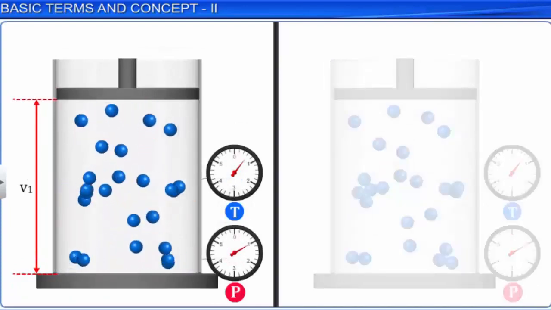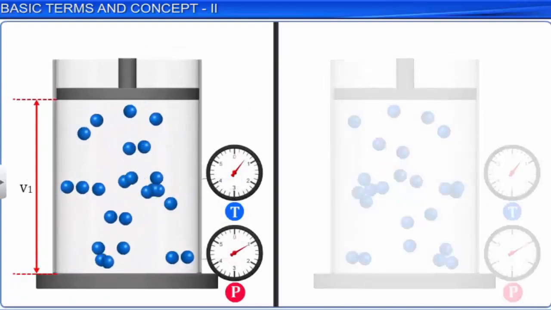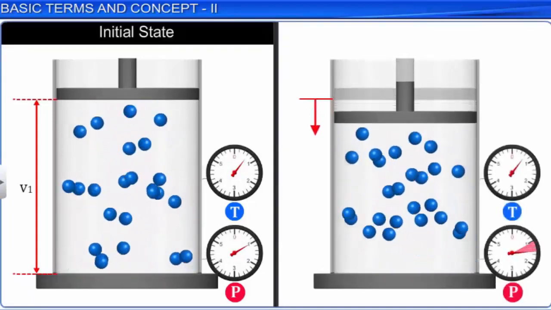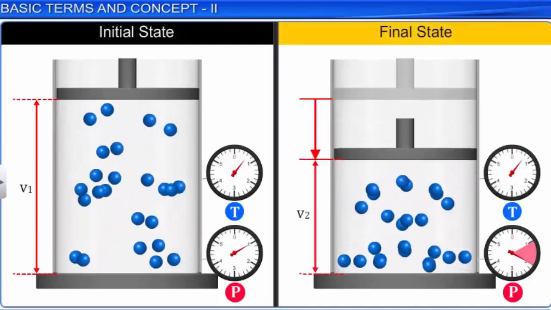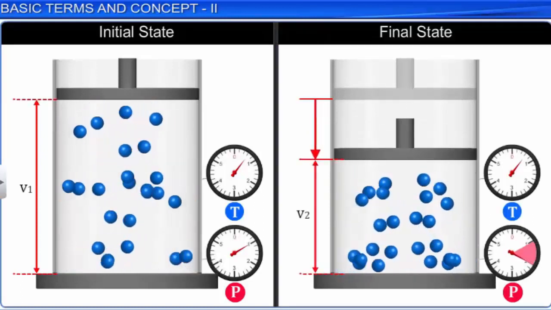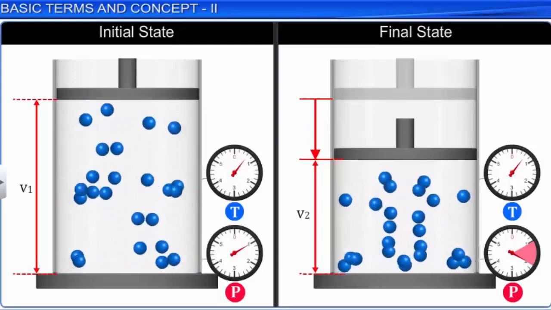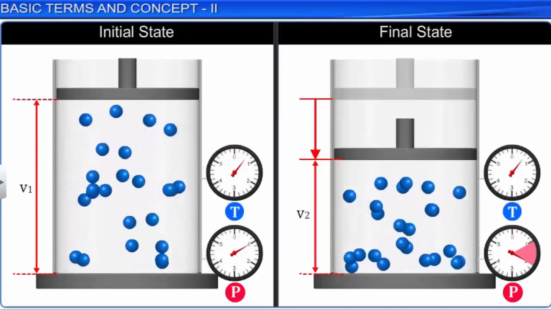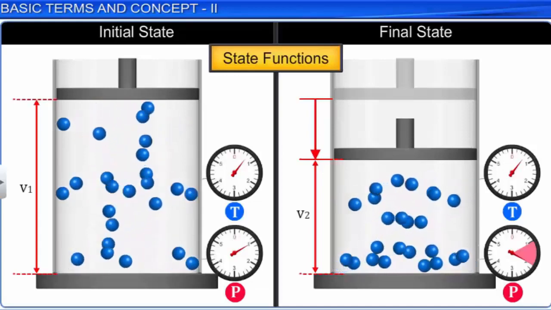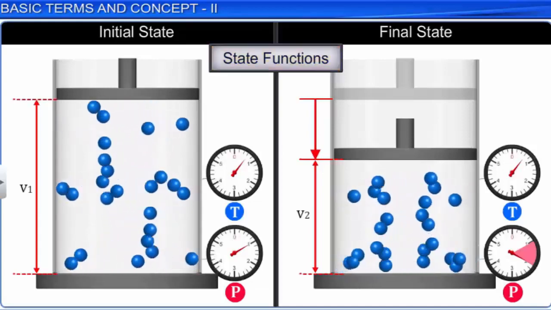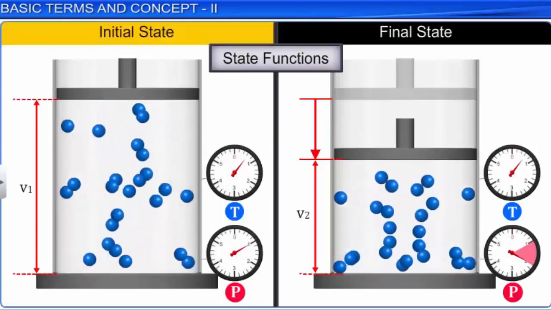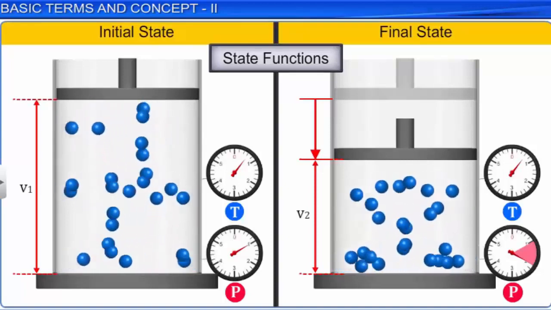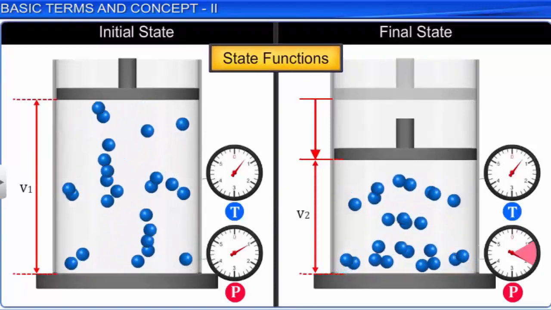The first state of the system, that is, the state before the change, is called the initial state, and the last state, that is the state after the change, is called the final state. As a change in the magnitude of these properties changes the state of a system, these properties are called state variables or state functions. In other words, properties whose values depend only upon the initial and final states of the system and are independent of the manner in which the change is brought about are called state functions.